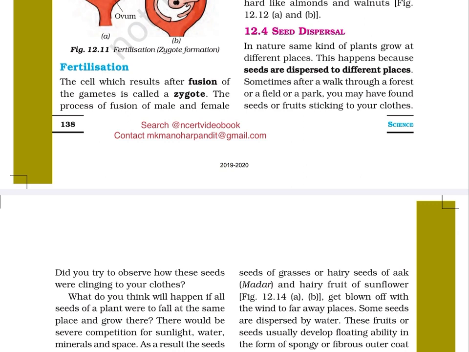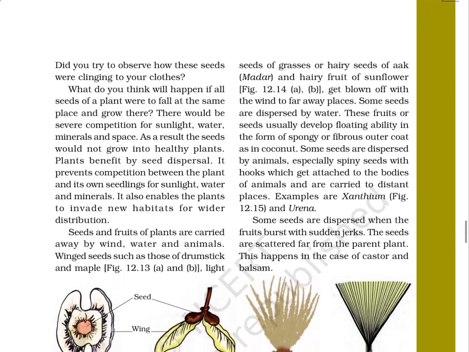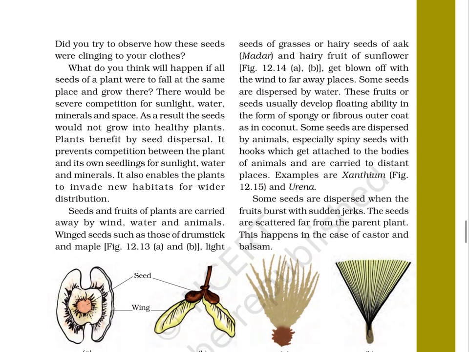Did you try to observe how these seeds were clinging to your clothes? What do you think will happen if all seeds of a plant were to fall at the same place and grow there? There would be severe competition for sunlight, water, minerals, and space. As a result, the seeds would not grow into healthy plants. Plants benefit by seed dispersal. It prevents competition between the plant and its own seedlings for sunlight, water, and minerals. It also enables the plants to invade new habitats for wider distribution.